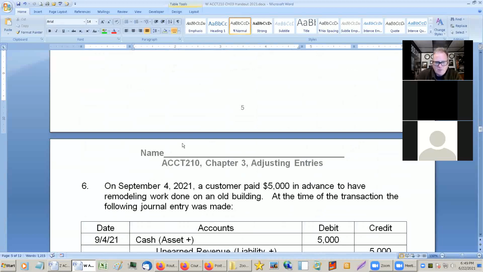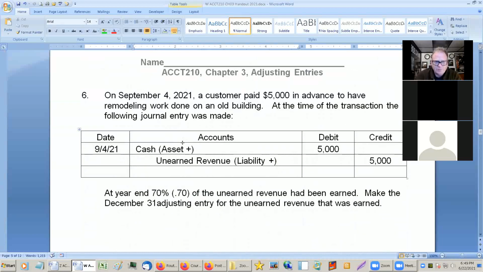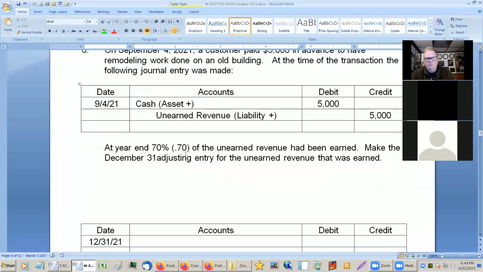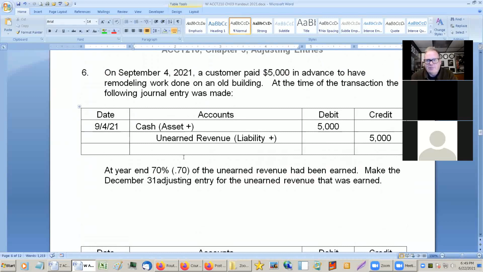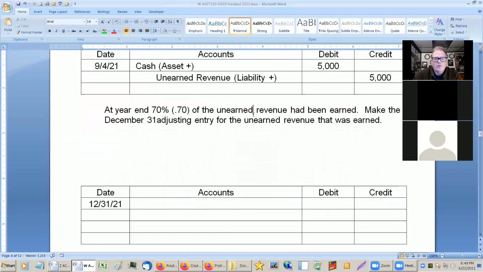Do I have another one of those? I do. Oh, you gotta do a little ciphering for this one. The customer paid $5,000 in advance. And at year end, 70% of the unearned revenue had been earned.